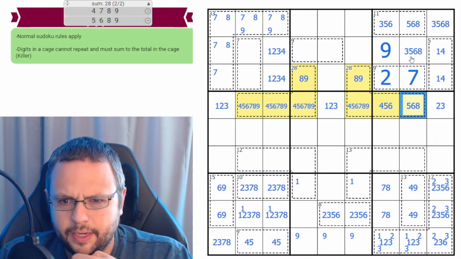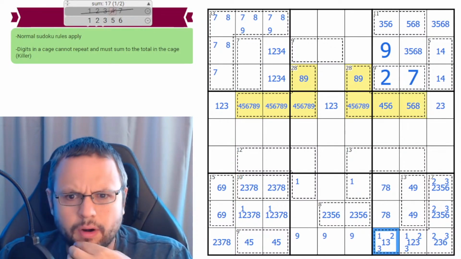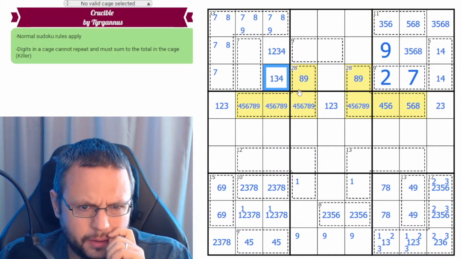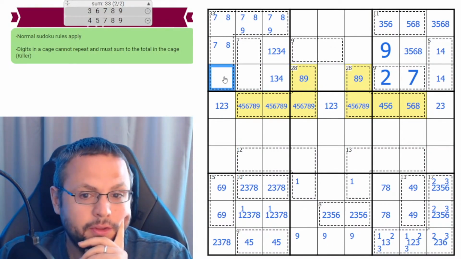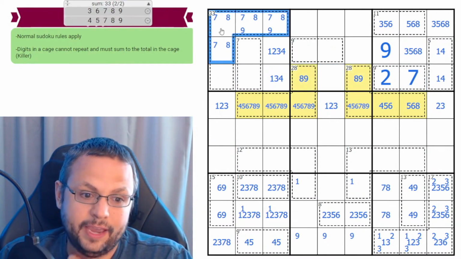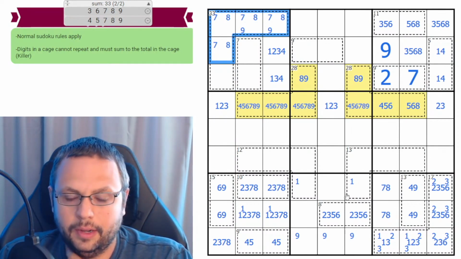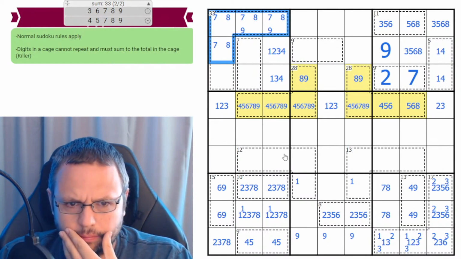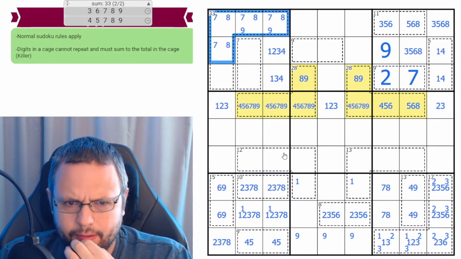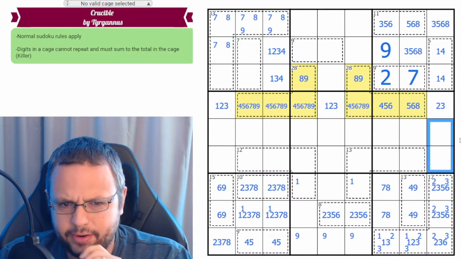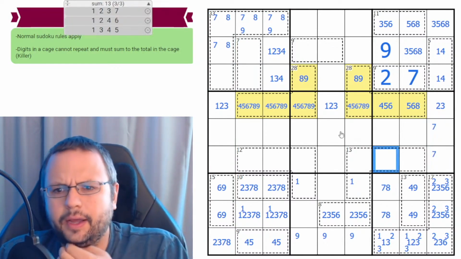Let's see. This is not a 2 anymore. This isn't a 2 anymore. It's not a 7 anymore. Okay. So now this is not any of 7, 8, 9. So I still need all of 7, 8, 9 in this cage, but they all have to go up here now, which seems relevant. To me, there's a 7 over in one of these two cells. Now.